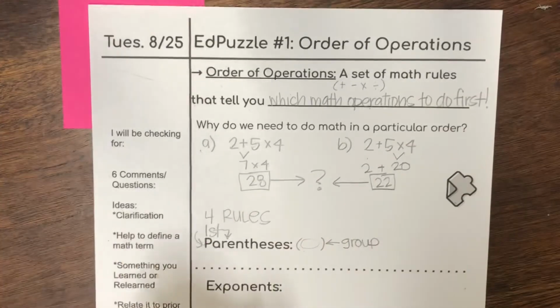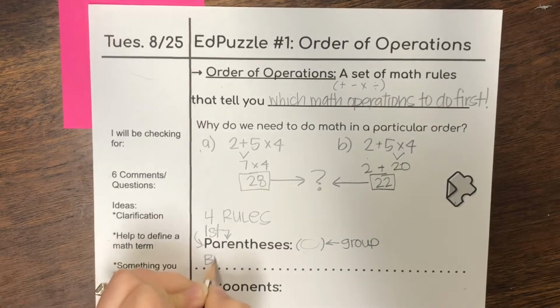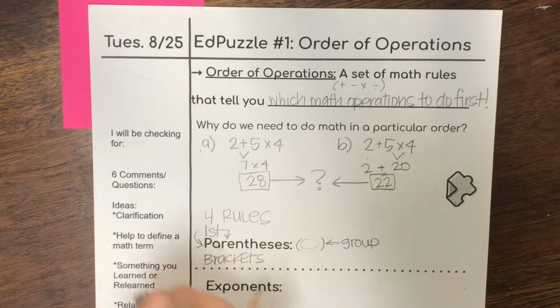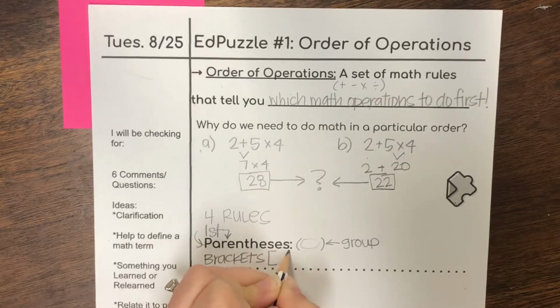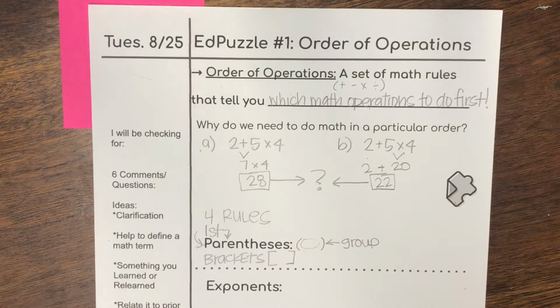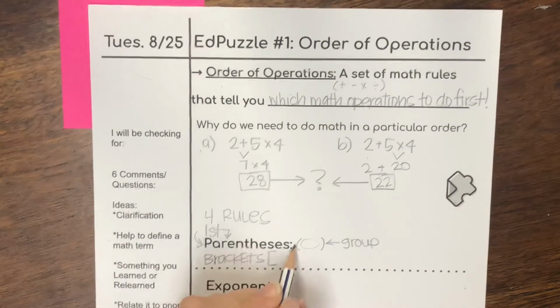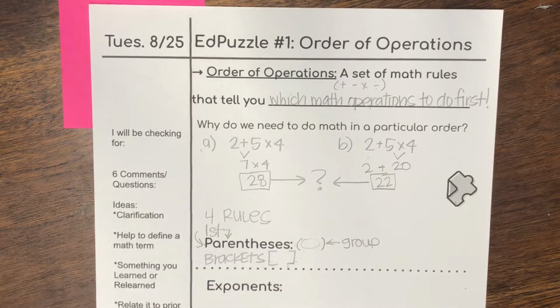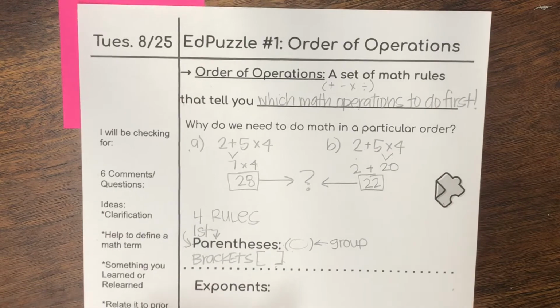There's also another kind of parentheses called brackets, and they look different, the name is different, but they do the exact same thing. They're just like straight lined parentheses. So we've got curvy lines, we've got brackets. They're always in pairs, and whatever's inside of that is a group that you're going to solve first.